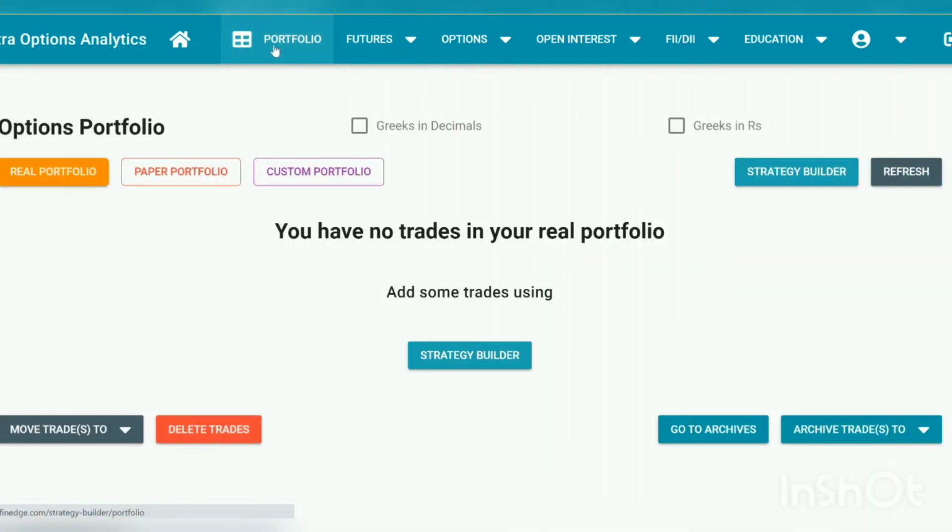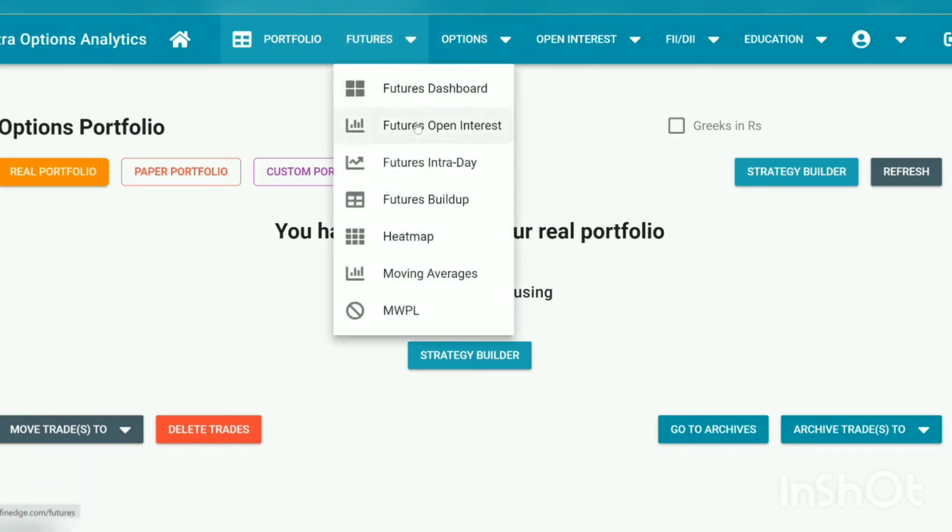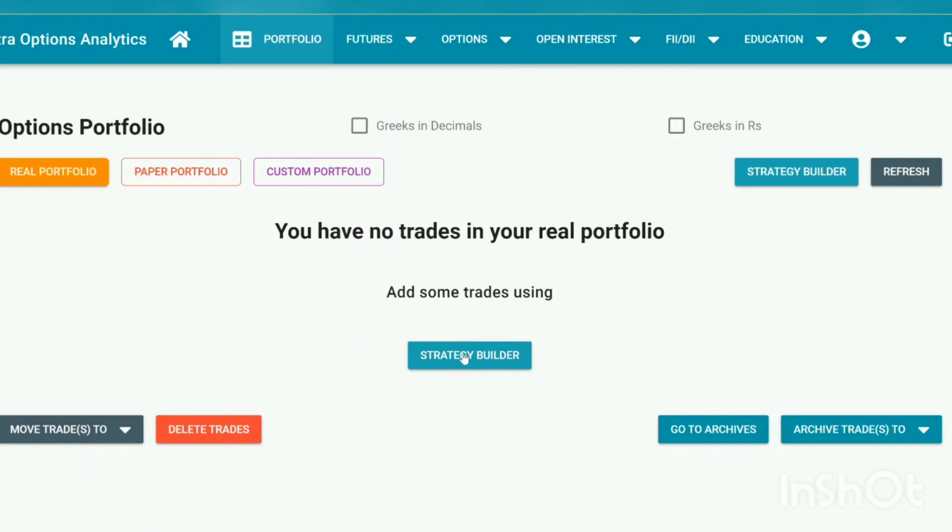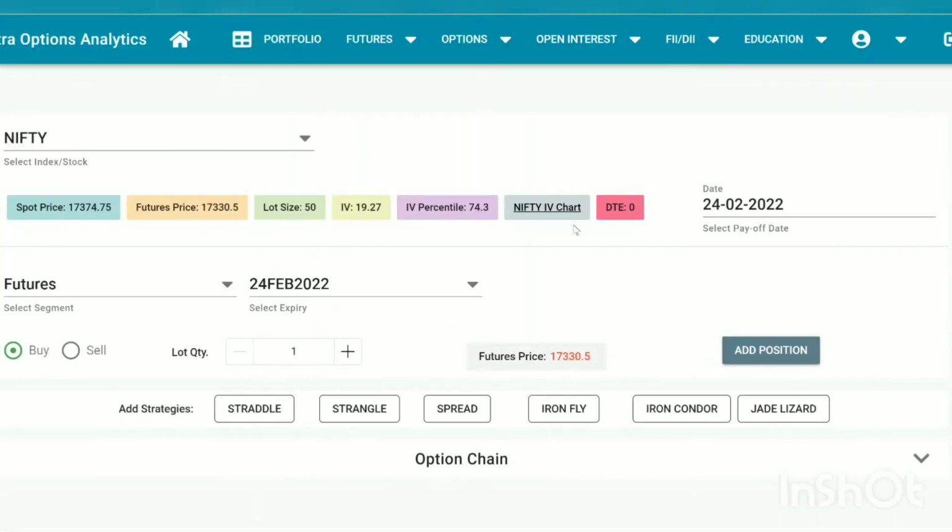Okay, so in the portfolio we can add a couple of strategies over here. So let's build one strategy. In the strategy builder, let's say I want to build one strategy. Right now, let's say the market is in a downtrend, right? So we can add a strategy like I've shown you in the previous video, bear put spread and bear call spread, right? So those kinds of strategies we can make.